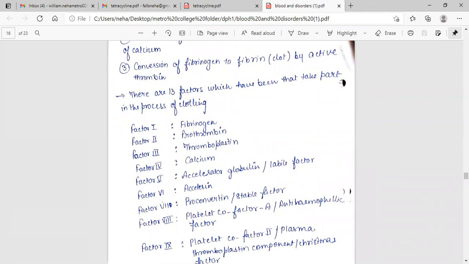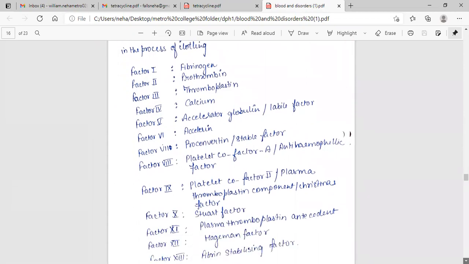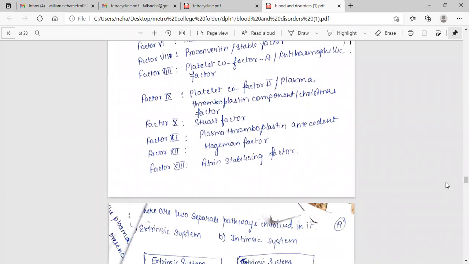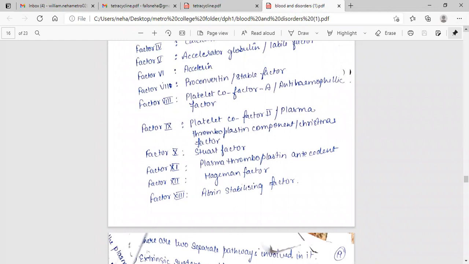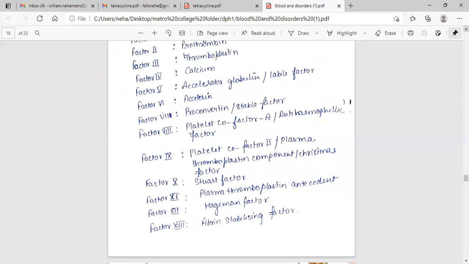Factor 1 fibrinogen, factor 2 prothrombin, factor 3 thromboplastin, factor 4 calcium, factor 5 accelerator globulin or labile factor, factor 6 accelerant, factor 7 pro-convertin or stable factor, factor 8 platelet cofactor A or antihemophilic factor, factor 9 platelet cofactor 2 plasma thromboplastin component or Christmas factor, factor 10 Stewart factor, factor 11 plasma thromboplastin antecedent, factor 12 Hageman factor, and factor 13 fibrin stabilizing factor.